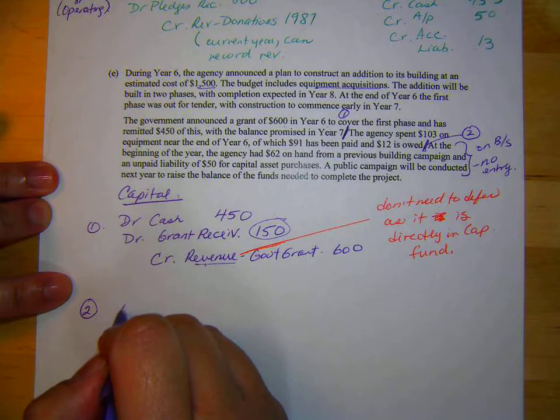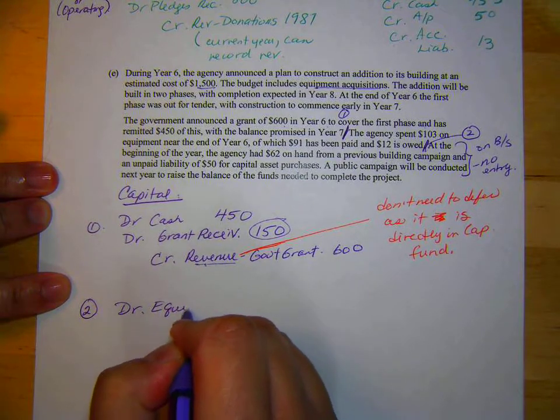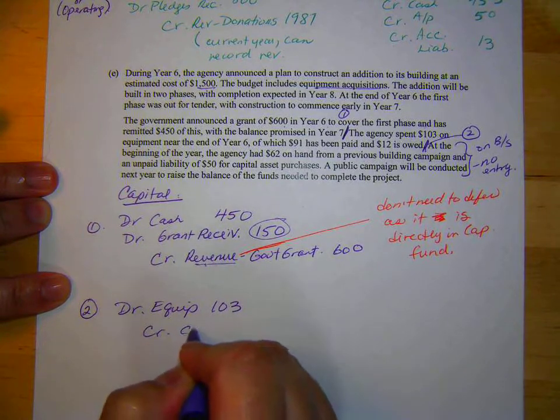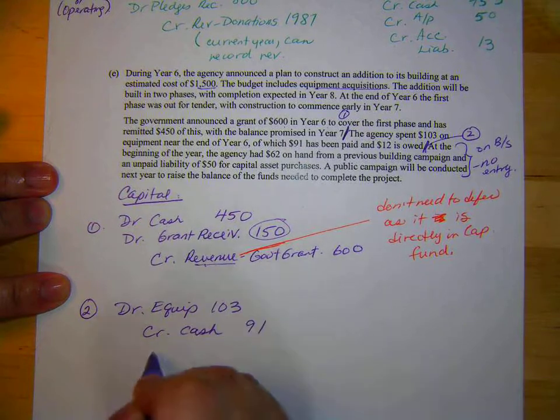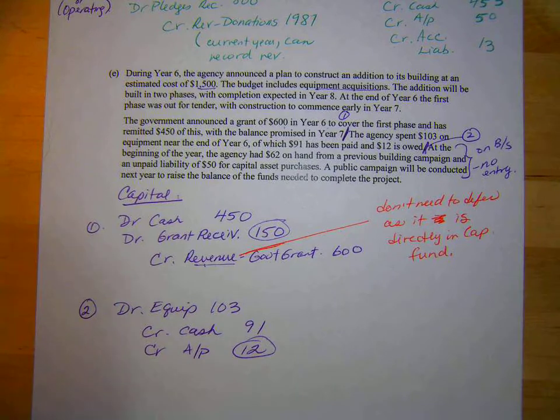Okay, the second thing, we bought equipment and it's still in the capital fund. Equipment for $103, credit cash for $91, and credit AP for fill in the blank of $12. So you see these entries are pretty straightforward. It's just you have to remember, are you trying to defer the revenue or recognize it right away? Okay, I'm going to end this video and I'll start on with the next one in a second.